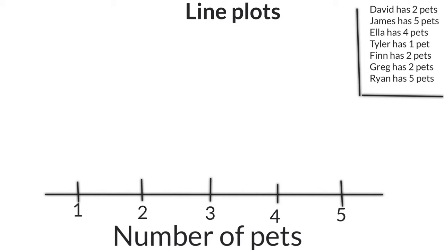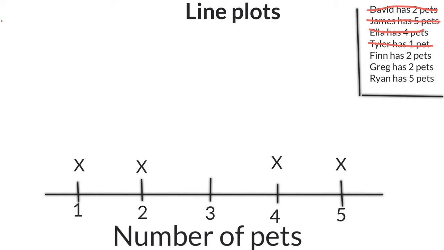David has 2 pets. So we're going to place an X above the 2 there. What I like to do is cross them off as we go to show that we've used that person already. James has 5 pets. His X is going to go above the 5. Ella has 4 pets. So hers is going to go above the 4. Tyler has 1 pet. So his goes above the 1.